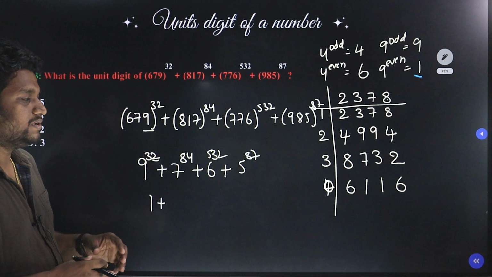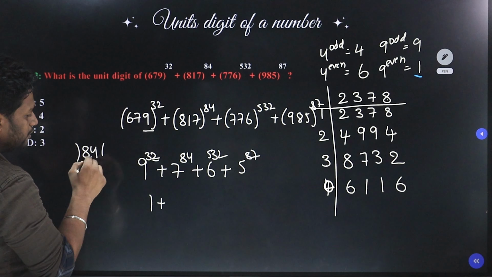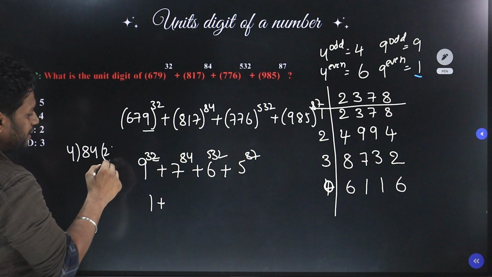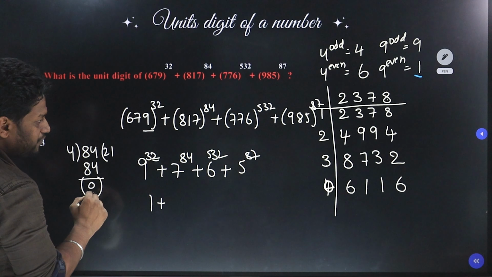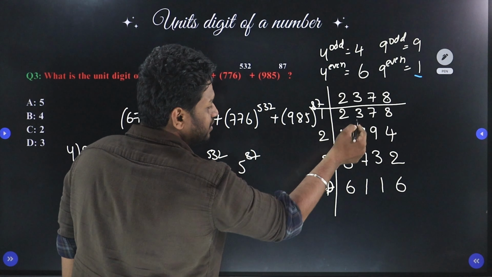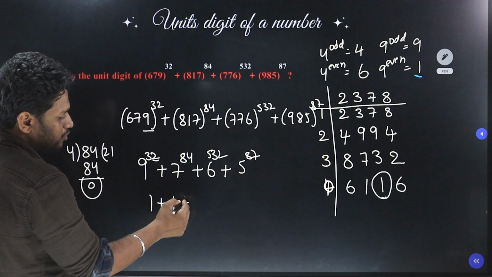7 power 84 means 84 you have to divide with what? 84 you have to divide with 4. If you divide with 4, how many times? 21 times it is 84 and your remainder is 0. If your remainder is 0, for 7, what are you going to take? You are going to take 1 and that is going to be your answer.